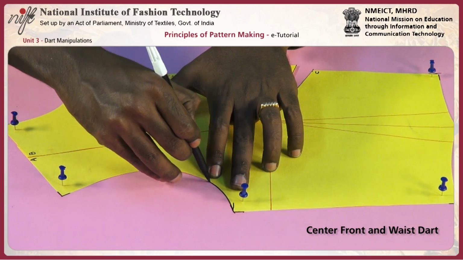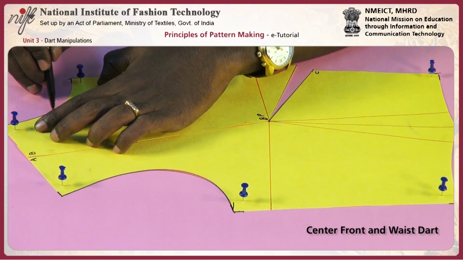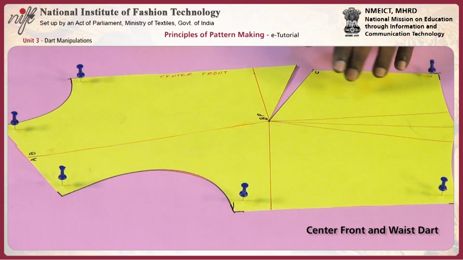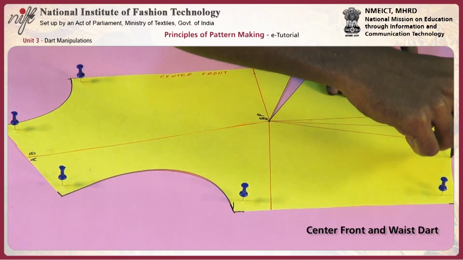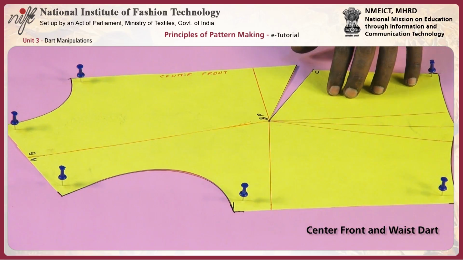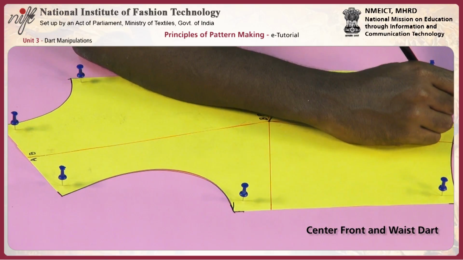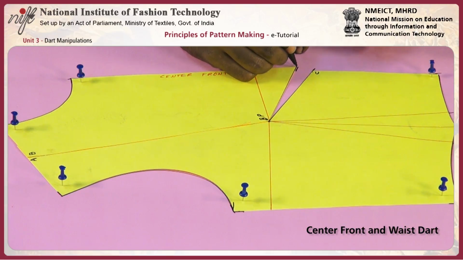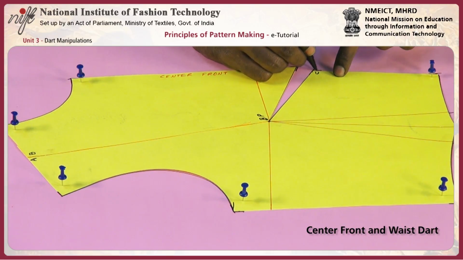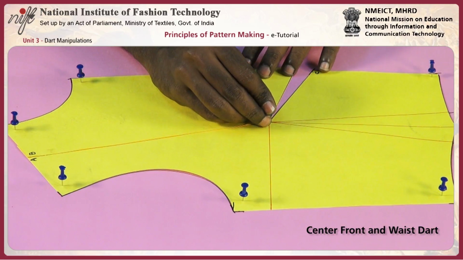Draw the armhole shape. Draw the neckline. Draw the waist seam. Then mark the dart legs and dart center. Mark the bust point.